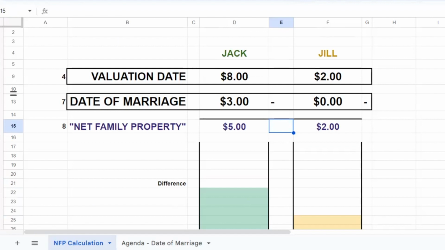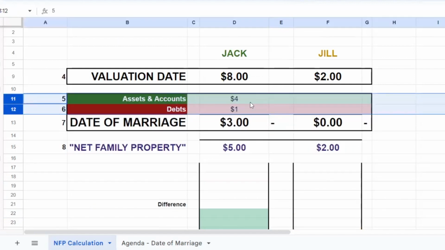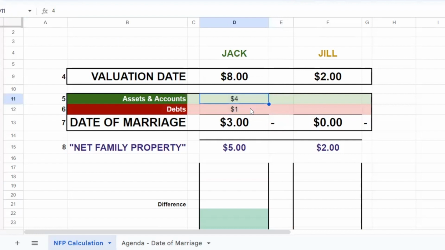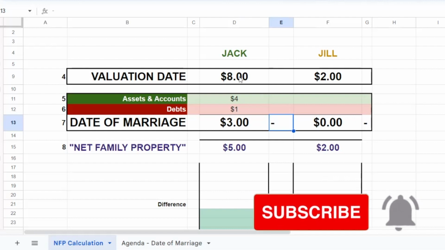So what are we doing? We are trying to find the net worth on the date of marriage. And if we can do that, the higher this number, the less the net family property is, because it's a deduction. We're deducting it from the valuation date. So that's the math.